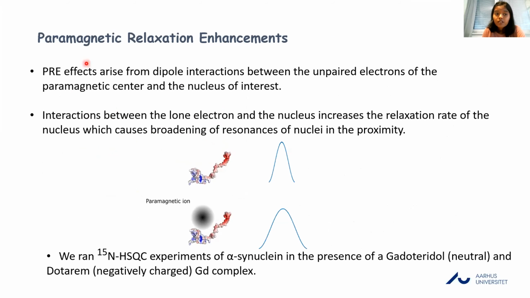Now, to dig further, we went into paramagnetic relaxation enhancement, PRE, experiments. To give a brief introduction, PRE experiments are when there's a dipole interaction between the unpaired electron of a paramagnetic ion and the nucleus of interest. With this interaction, it increases the relaxation rate of the nucleus, which causes a broadening of resonance of the nuclei in the proximity. So we ran 2 experiments, 15N HSQC of alpha-synuclein with a neutral gadolinium complex and a negatively charged gadolinium complex. And we want to compare the intensities between these 2 experiments.